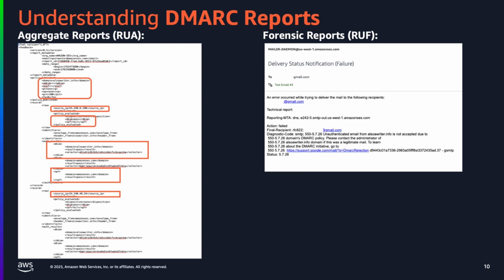DMARC reports are XML formatted documents that provide detailed information about email authentication for your domain. DMARC reports include information about email sources, which is the IP addresses and domains sending emails on behalf of your domain, authentication results, whether emails passed SPF and DKIM checks, alignment status, whether the from domain aligns with SPF and DKIM authentication, policy actions, what happened to emails like none, quarantine or reject.